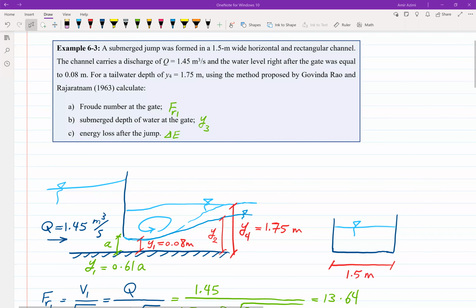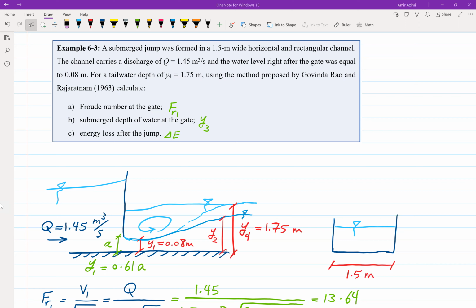Okay, example 6-3 is about the submerged jump. The submerged jump forms when you have tailwater larger than the conjugate depths of free jump. A submerged jump was formed in a 1.5 meter wide horizontal and rectangular channel. So we know the width of the channel, and the channel carries a discharge of 1.45 cubic meter per second.